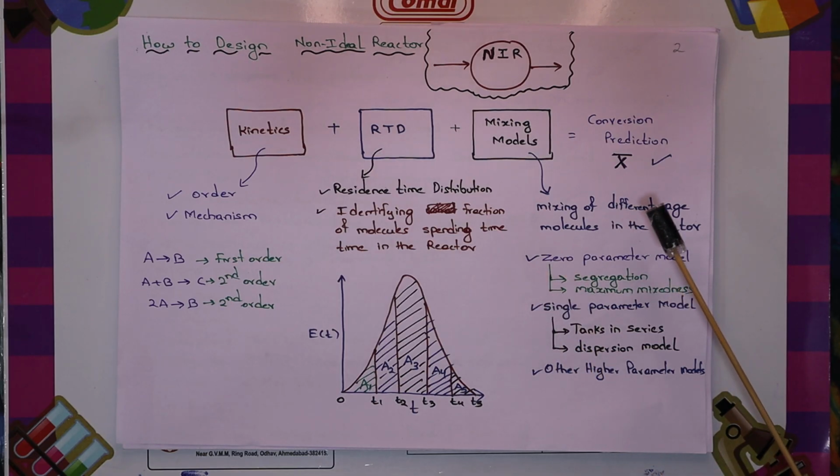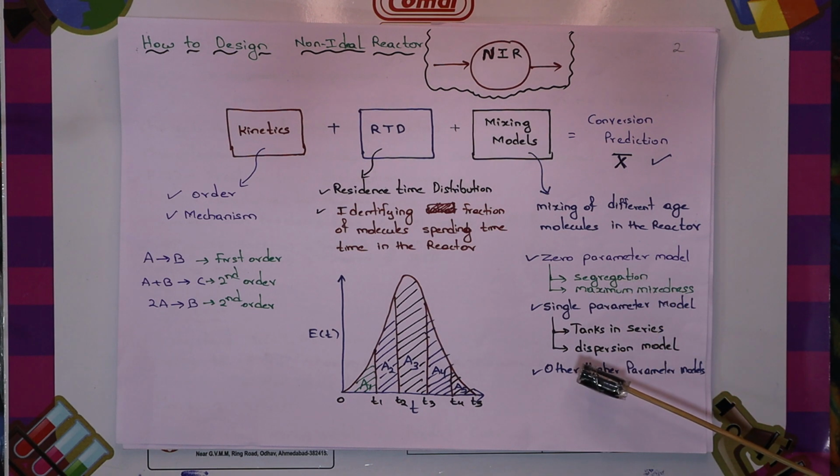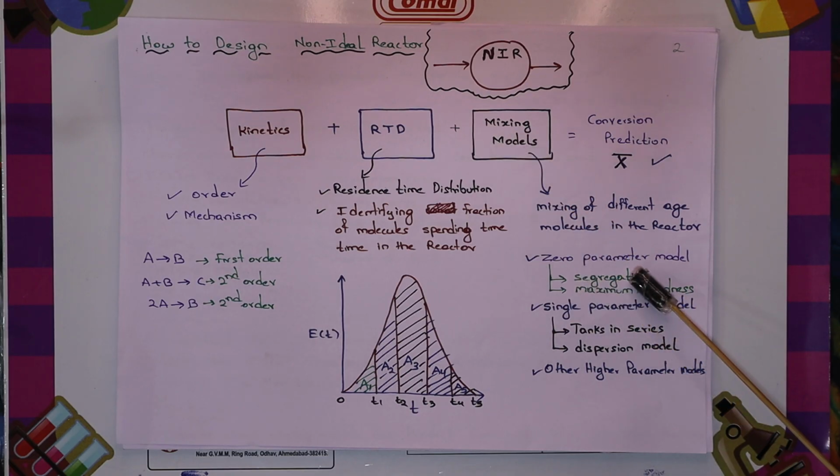The first very basic models are zero parameter models, which include the segregation and maximum mixedness models. Every other model is a kind of mix of the segregation and maximum mixedness models, in the sense that every other model gives a prediction between the prediction suggested by the segregation model and the prediction suggested by the maximum mixedness model. That means the most basic models are the segregation and maximum mixedness models. The rest are simple to operate. So if you understand the difference between the segregation and maximum mixedness models, the rest of the models are not that difficult to understand. So let us concentrate on the first mixing model, which is the segregation model.